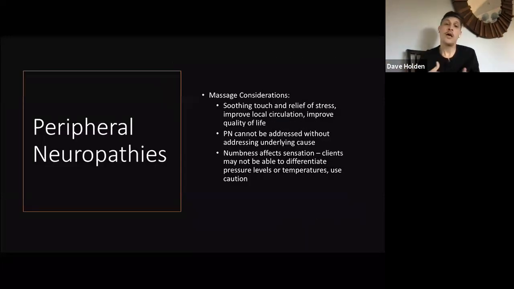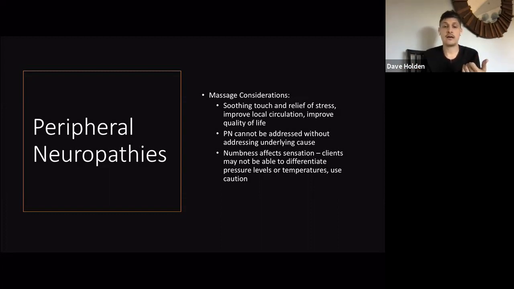So for clients with peripheral neuropathy, what do we need to be concerned with? First and foremost, soothing touch, relieve the stress, improve local circulation, just overall improve quality of life. We can't address the peripheral neuropathy without addressing the underlying cause. So again, if it's an infection, they need to clear the infection. If it's diabetes, they need to get their blood sugar under control. Diet, medication, exercise, lifestyle change, whatever it has to be.